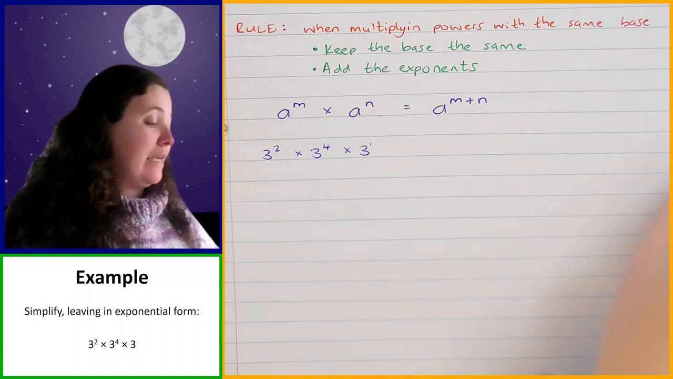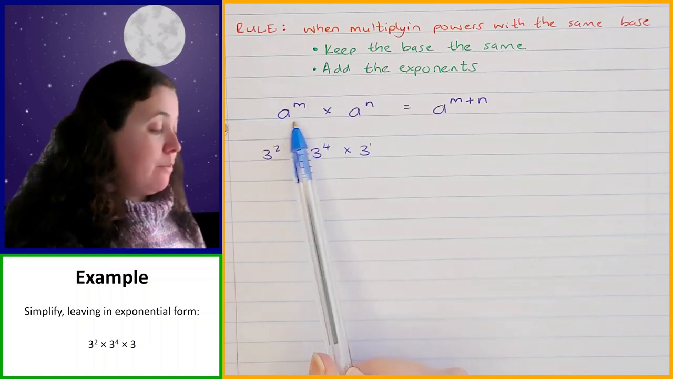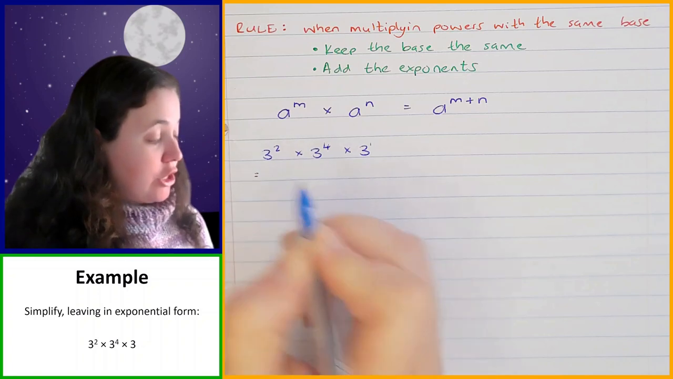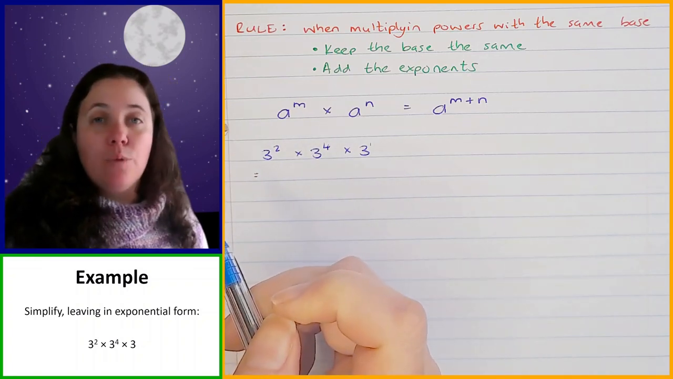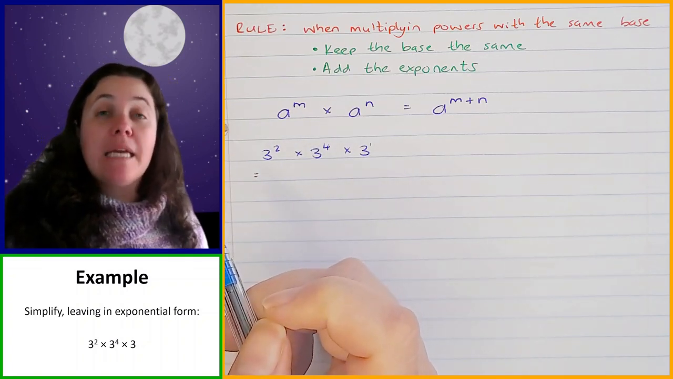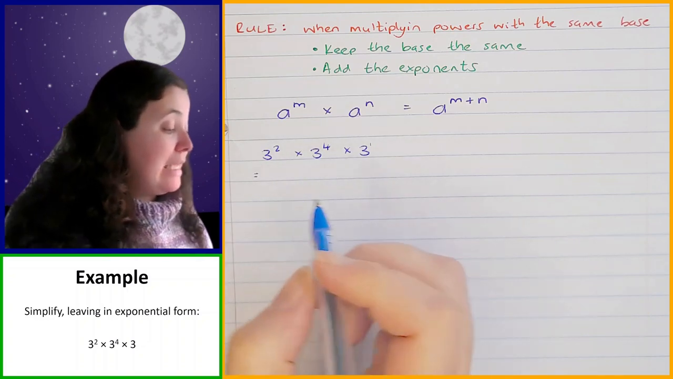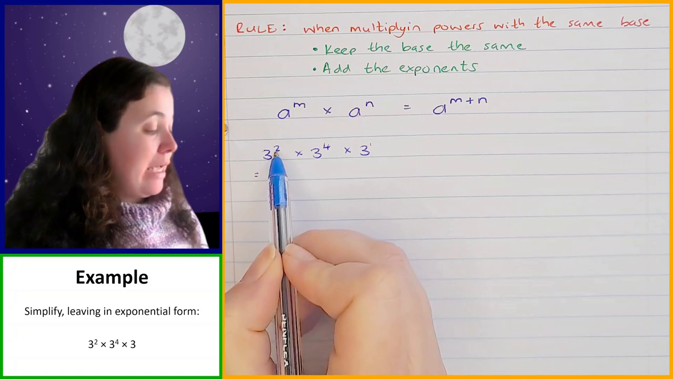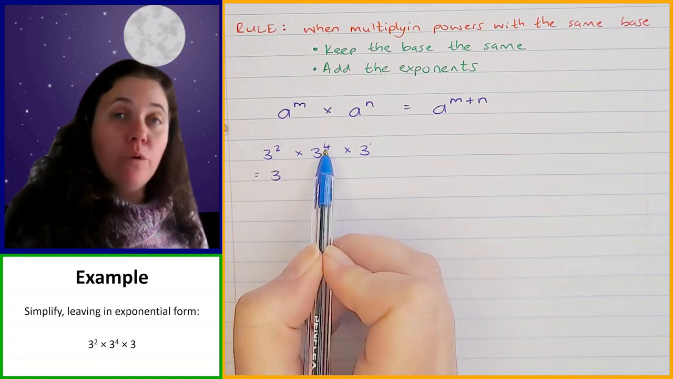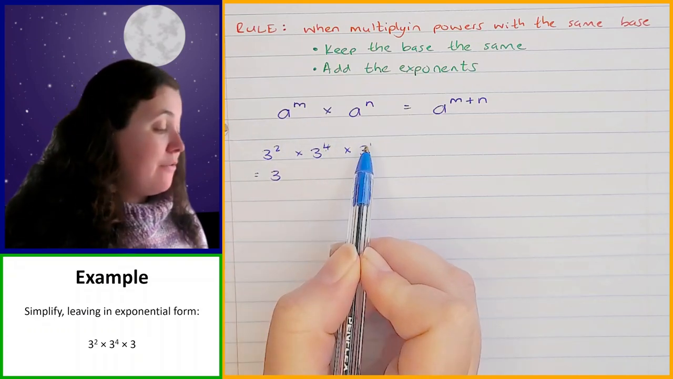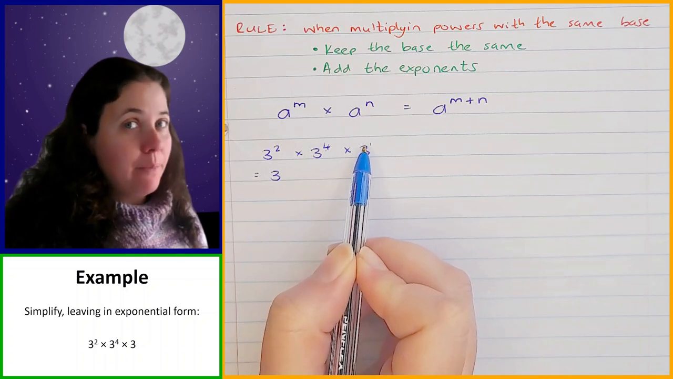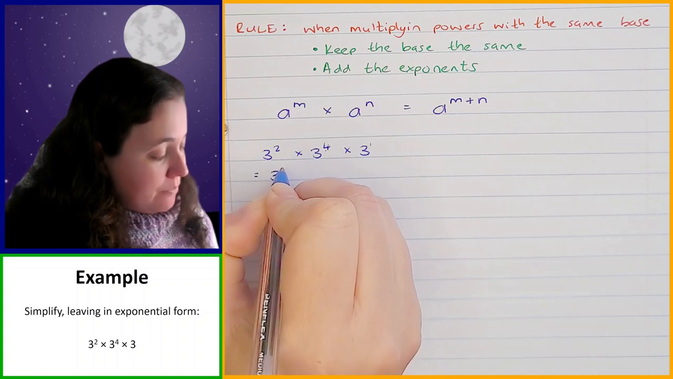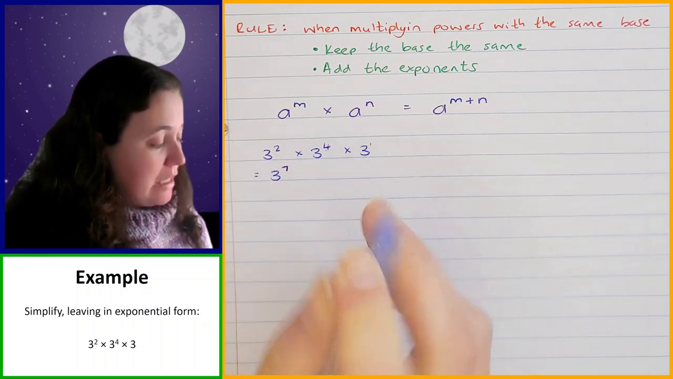Okay, so our rule says that when we multiply them together, we need to keep the base the same. So the 3 is not going to change. We're not going to say 3 times 3 times 3 is 27. We're not going to do that. We're going to keep the base the same, so it stays a 3. And then we add the exponents. So I have 2 plus 4, which is 6. And then plus the invisible 1. Please don't forget about that 1. So plus the invisible 1, and that gives us 7. So that's what you should get for that example.